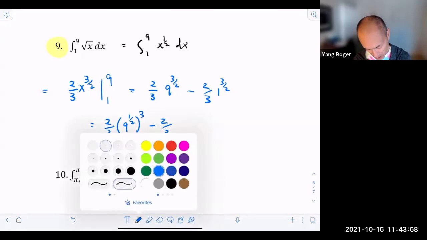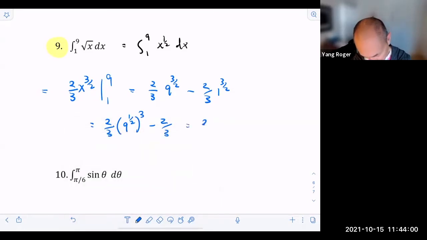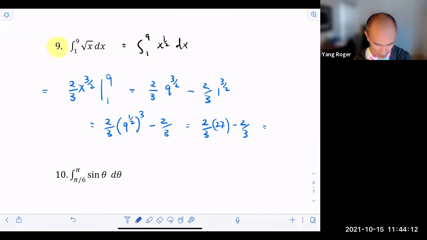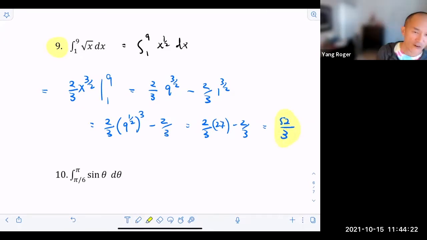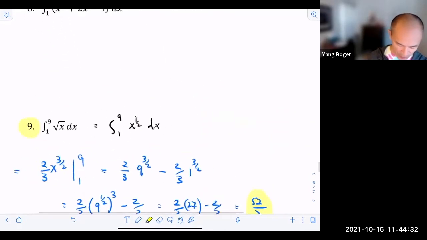So this is going to be, I'll stretch it out a little bit. This will be 2/3 times 27 minus 2/3. Right, so 27 times 2 is 54. 54 minus 2 is 52. So this will be 52/3. And that's the area under that square root curve. Is there any questions about that? Why don't you guys try number 8?